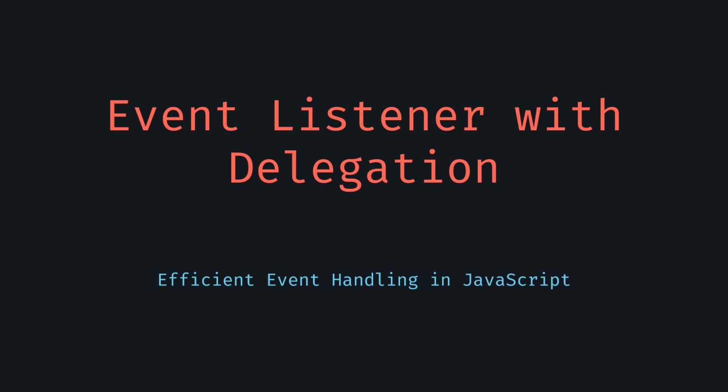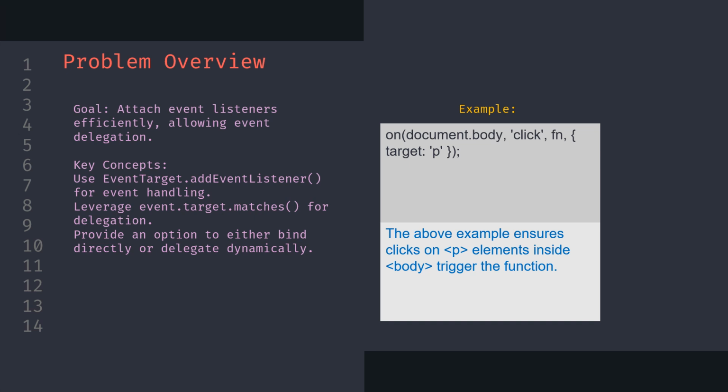Welcome. In this lesson, we'll explore how to add event listeners to elements using JavaScript and enhance them with event delegation. This technique is useful when dealing with dynamically generated elements or optimizing event handling in large applications. The goal is to attach event listeners efficiently. Instead of adding multiple listeners to similar elements, we delegate events to a common parent, improving performance and maintainability.